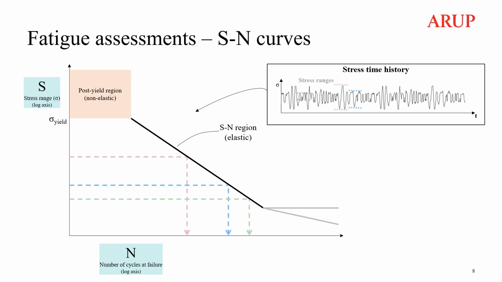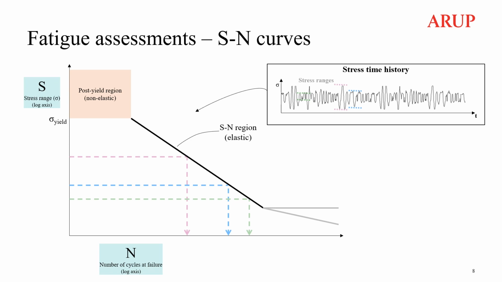In a random time history such as the one shown, there will be a very large number of stress ranges present, but we can pull out 3 stress ranges for illustrative purposes and map them onto the SN curve. It can be seen that the largest stress range will fail due to fatigue after the smallest number of cycles. The number of cycles at each stress range present within the time history can be determined using methods such as rainflow cycle counting.